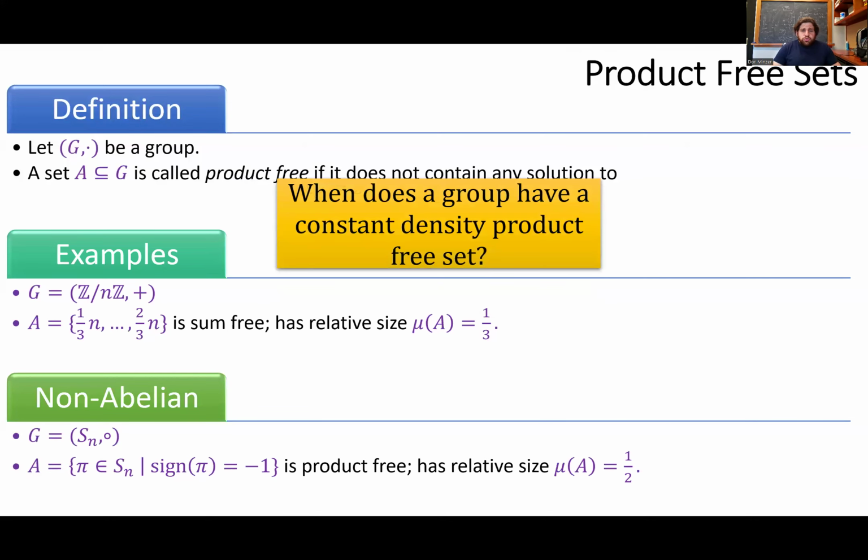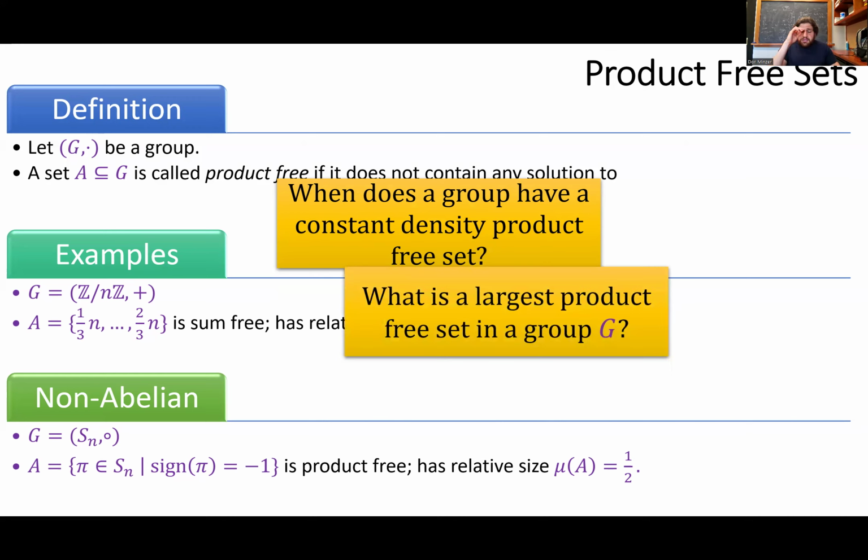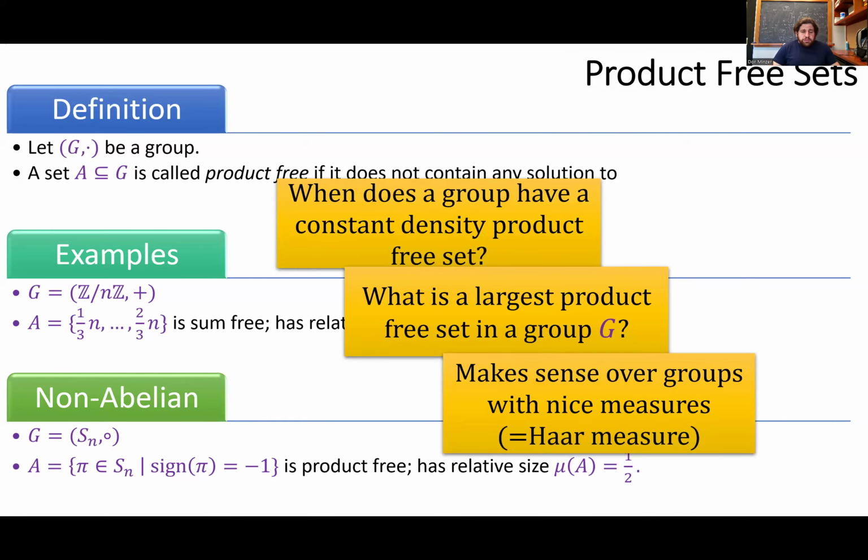So this brings two questions. So when does a given group have a product free set of constant density? And secondly, given such a group G, can you actually tell what the largest product free set looks like? So this question makes sense over finite groups, just like in these two examples, but it makes sense over more general groups as long as you can define size in some reasonable way, and usually this is done via what is called Haar measure.